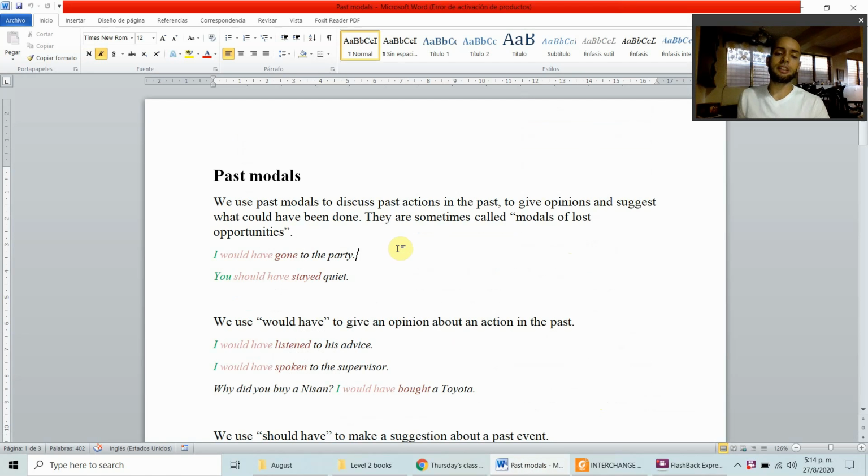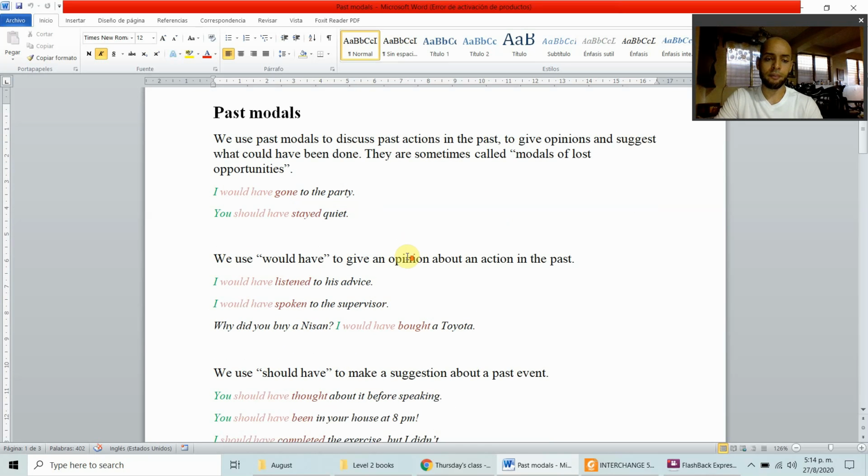So, we use past modals to discuss actions in the past, to give opinions and suggest what could have been done. They are sometimes called modals of lost opportunities, because you're talking about something that cannot be changed, something that happened in the past. It doesn't have to be opportunities, but they are things that cannot be changed, that you can only talk about: what could have been done, what should have been done, and your opinion about what you would have done.